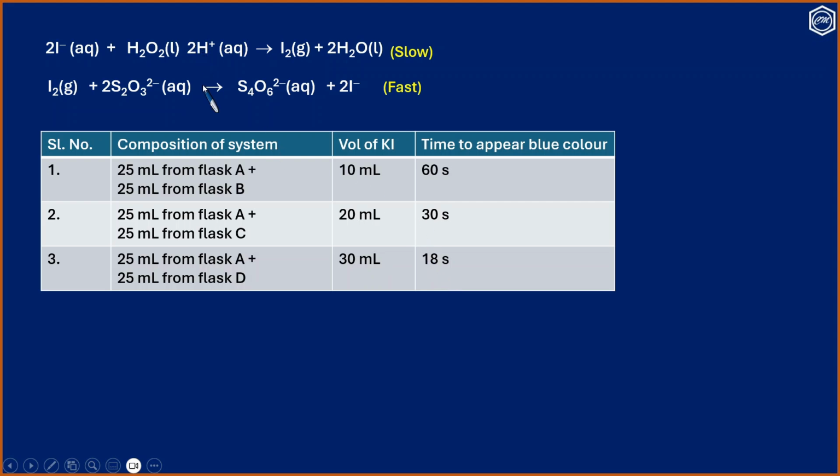The two reactions taking place are, the first one is a slow reaction, that is oxidation of iodide ion by hydrogen peroxide, and the second one is a fast reaction, the reaction between thiosulphate and iodine giving tetrathionate ion, and therefore the rate of this reaction depends on the first step.